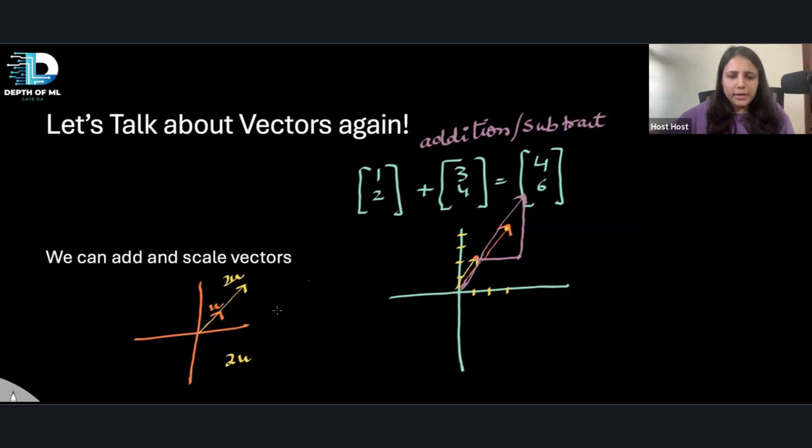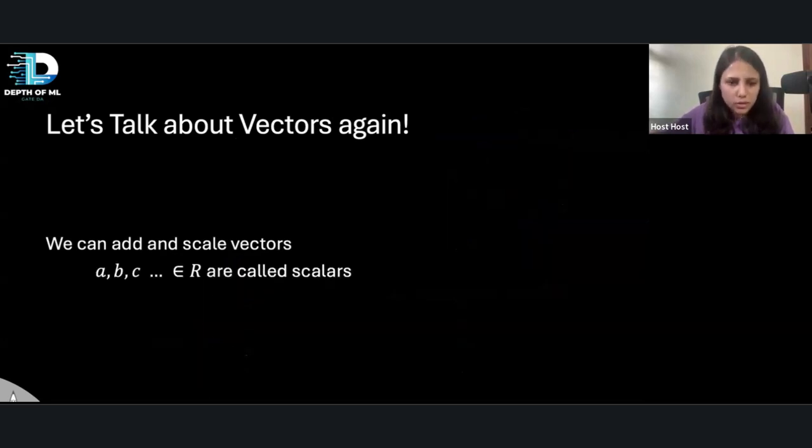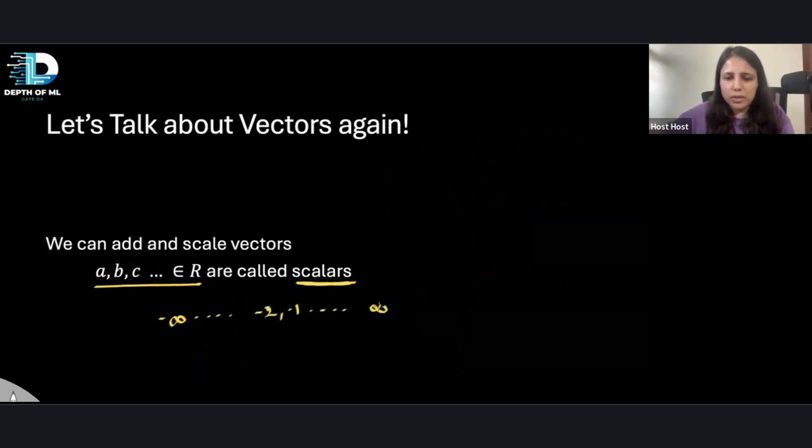So what we did yesterday was nothing but a linear combination. But before that, when we did scaling, we took some values from the space R. Because these values can scale the vectors, they are called scalars. So scalars are nothing but values taken from the domain R. This will be like -infinity to -2, -1, and infinity, and obviously the real values in between. So this is the real number line, and all of this real number line is called scalars in linear algebra.